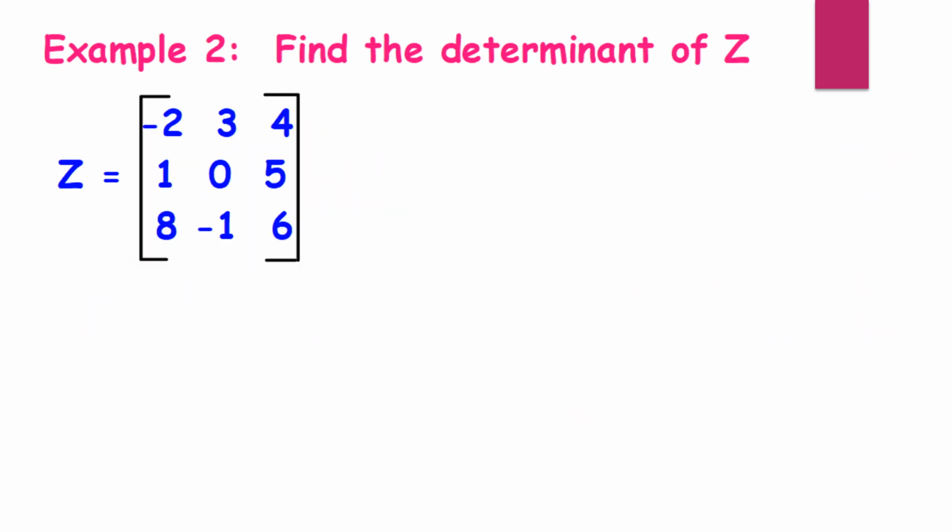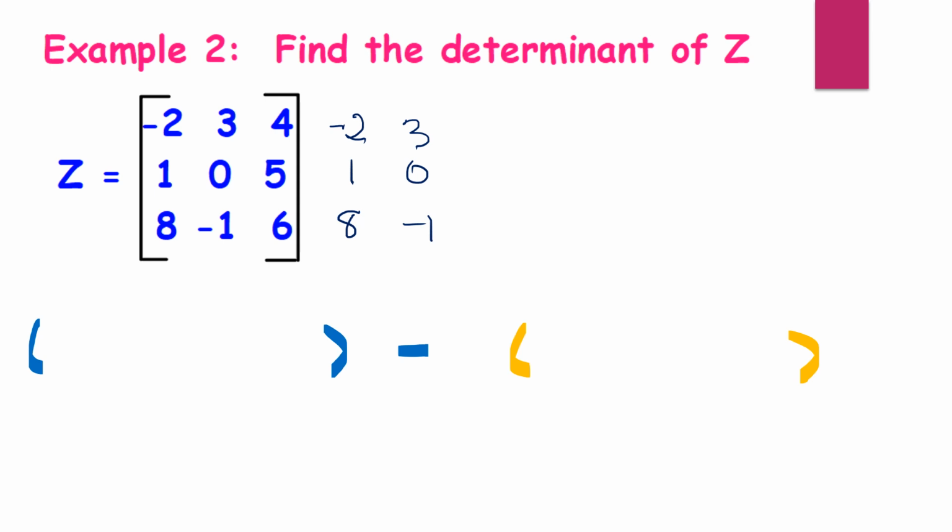Okay, our next example, example 2, find the determinant of matrix Z. Again, we're still going to recopy the column 1 and column 2 info on the outside so we can get those full diagonals. So I need to rewrite a -2, a 1, followed by an 8, and then a 3, a 0, and a -1. Okay, so we are going to do the downward diagonals first, minus the upper diagonals next.